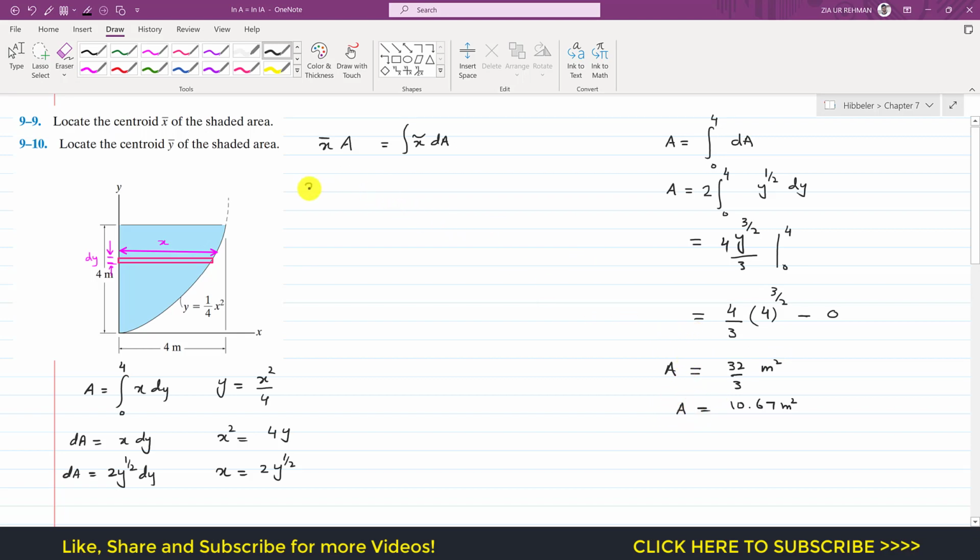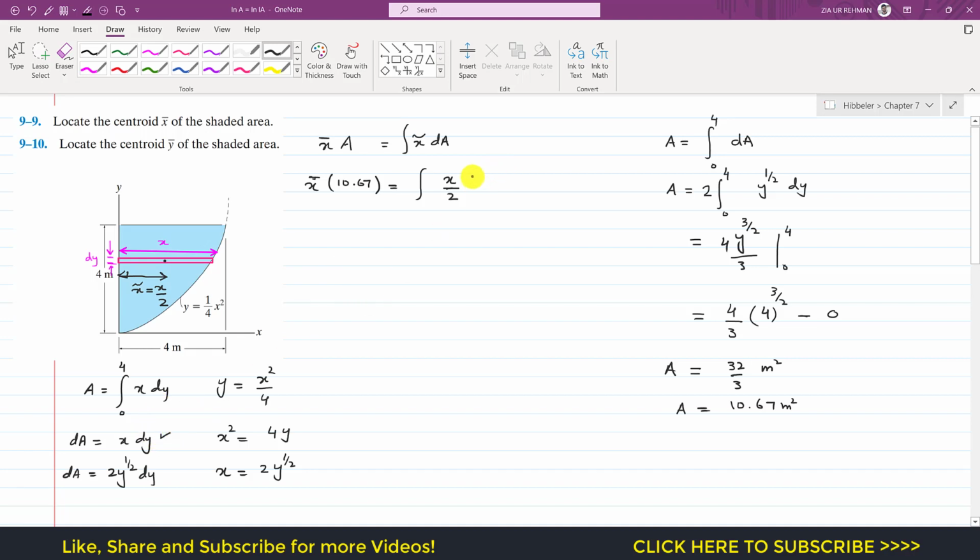So we can write that x bar times the area is 10.67 into x tilde dA, where x tilde is the location of the centroid of this differential strip from the y-axis. Since the width of this differential strip is x, the centroid will be located at its geometric center, so x tilde is equal to x divided by 2 from the y-axis. So x tilde is x divided by 2 and dA is x dy.